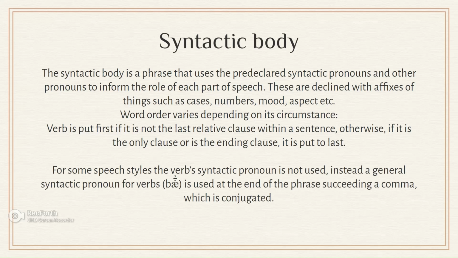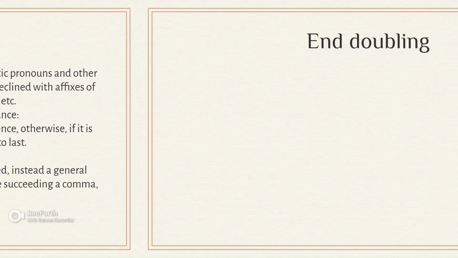For some speech styles, the verb syntactic pronoun is not used. Instead, you just use the syntactic pronoun for verbs, ba, after the end of the sentence succeeding a comma, which is conjugated instead. Now, the position of this conjugation phrase, the thing that I just said, is always put last within the syntactic body.